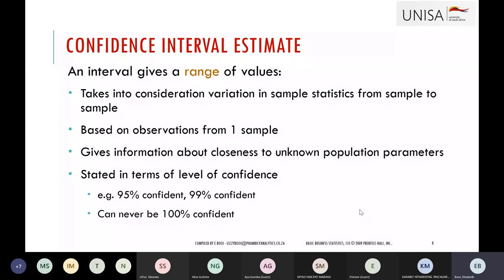But we should never, ever, ever say we are 100% confident, because we should also allow for the margin of error that can exist. So with a confidence interval, it can never be 100%. It can be 80%, 90%, 75%, 99%, but never 100%. And we'll learn how to get those confidence intervals or confidence levels.